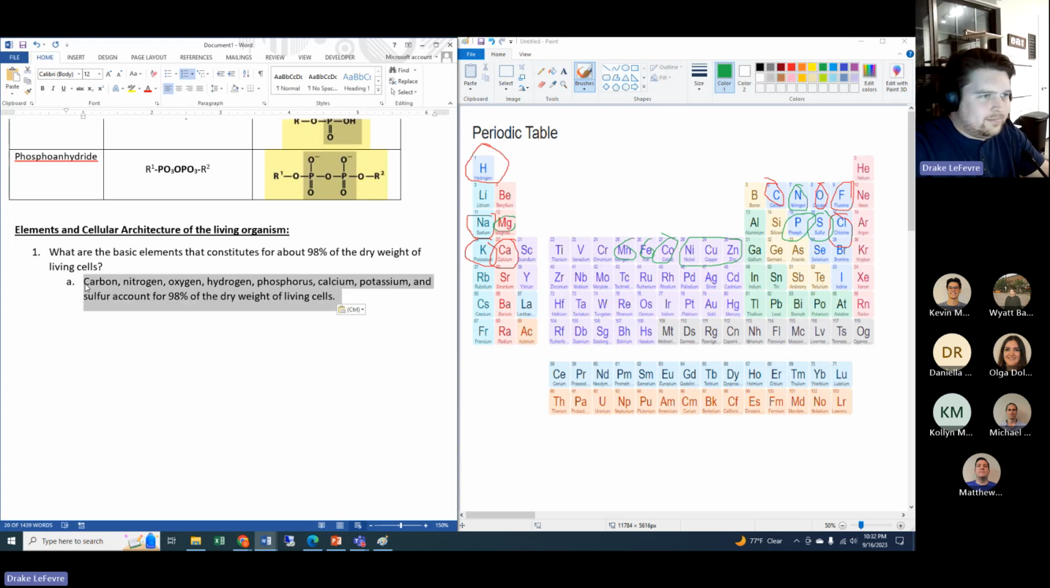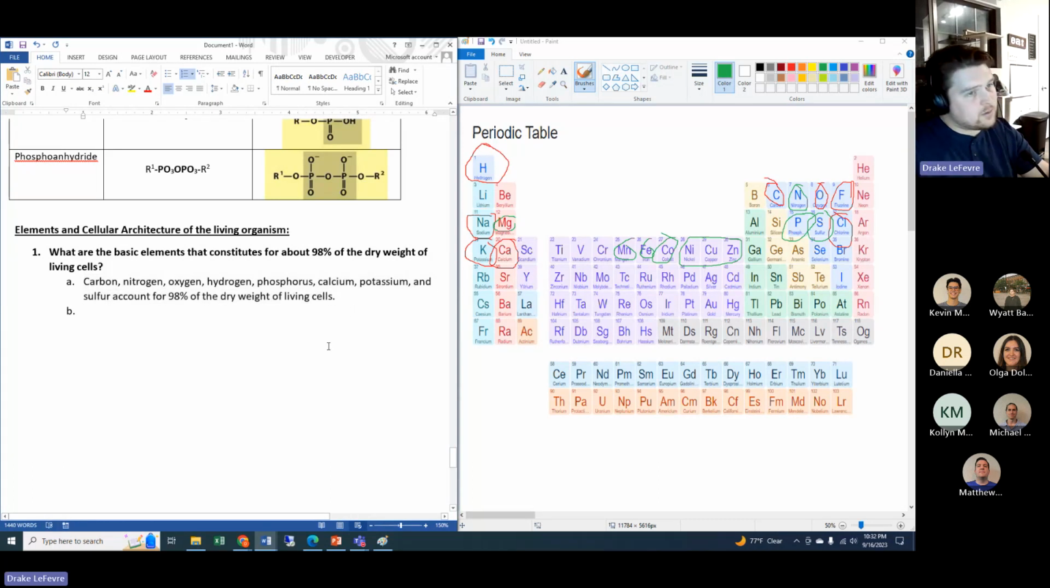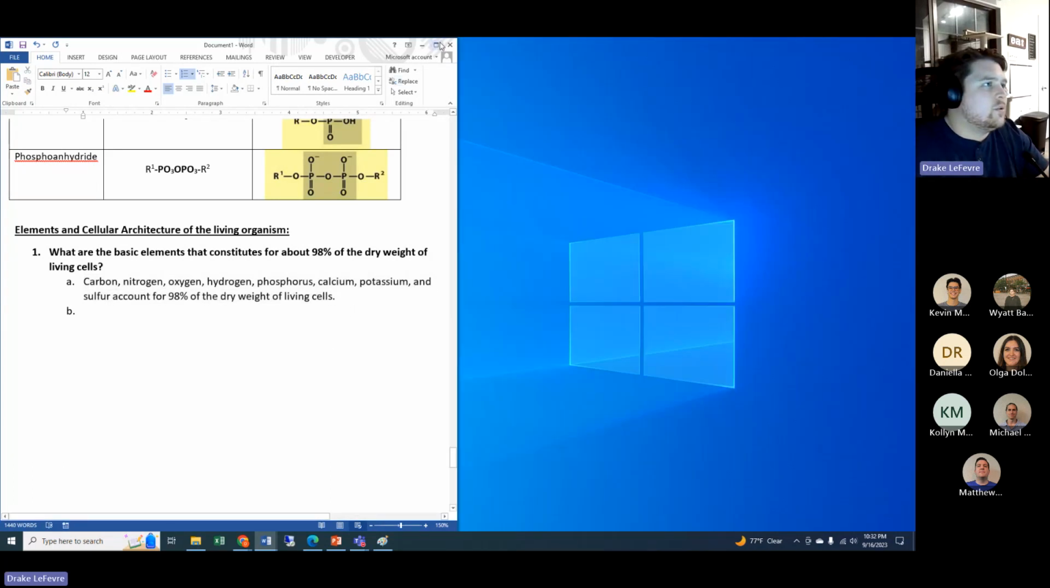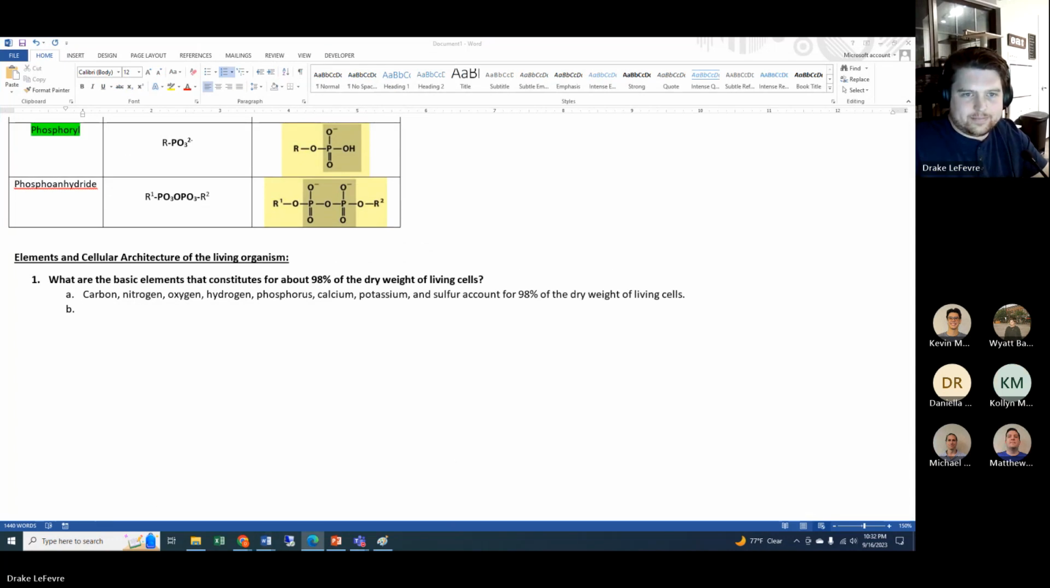Every single one up here, 98% of the dry weight of living cells, we have circled up here because these are literally the ones that we're going to be talking about, because this is biochemistry. So we're talking about the biology. And if 98% of our stuff is made up of all of this, that's what we care about. It's cool how it all connects. It's as if I know what I'm talking about sometimes.